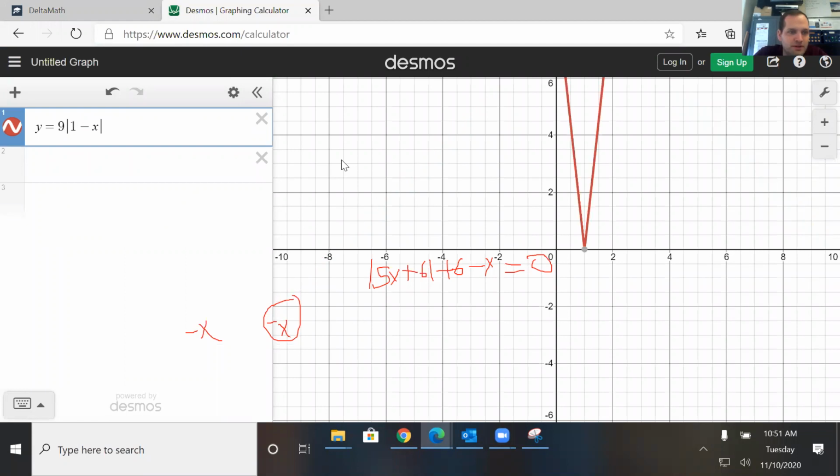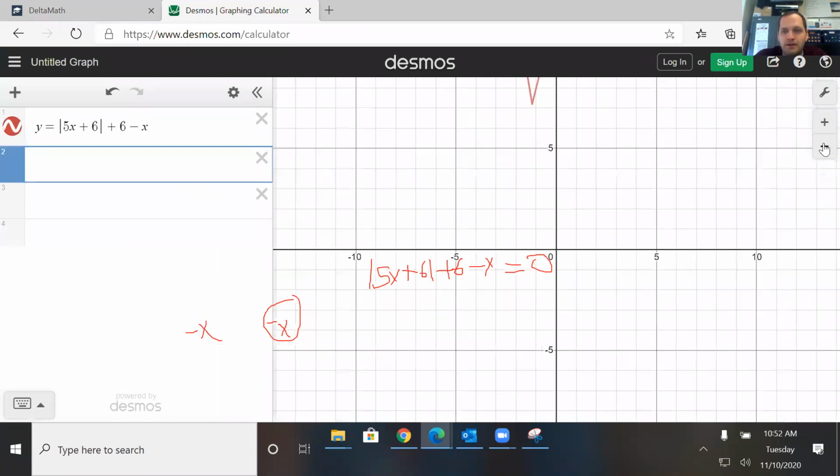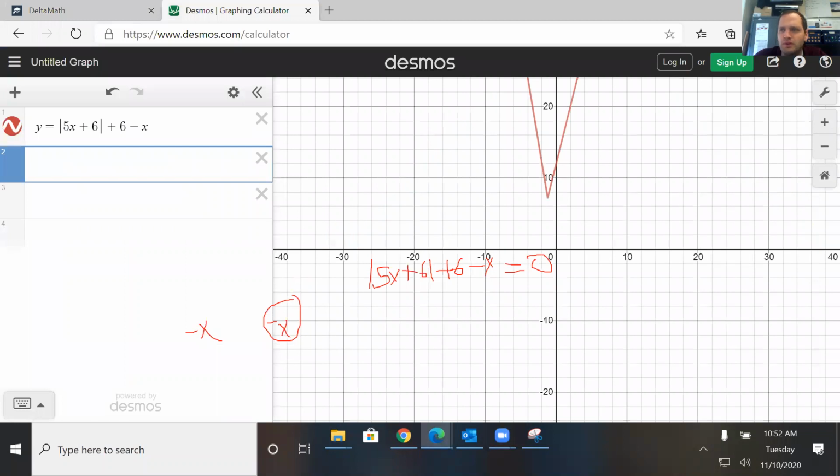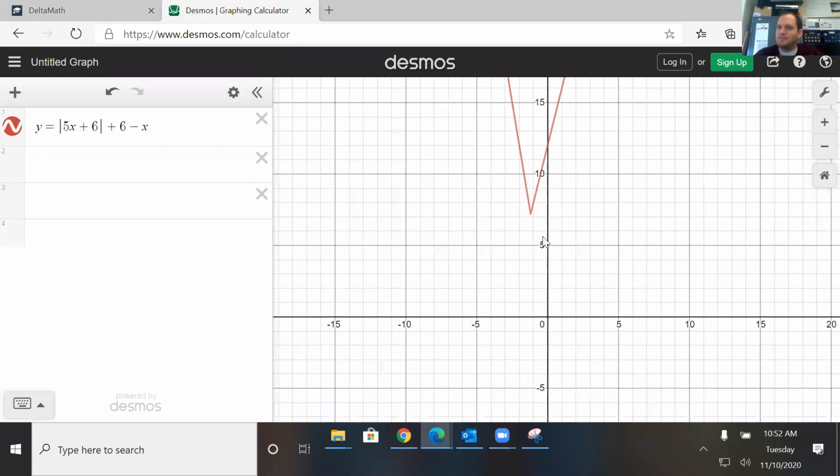This is going to be the absolute value of 5x plus 6 plus 6 minus x, graph. I might need to zoom out a little bit. Ooh, what do you notice? What is happening? Does it ever cross the x-axis? It doesn't.